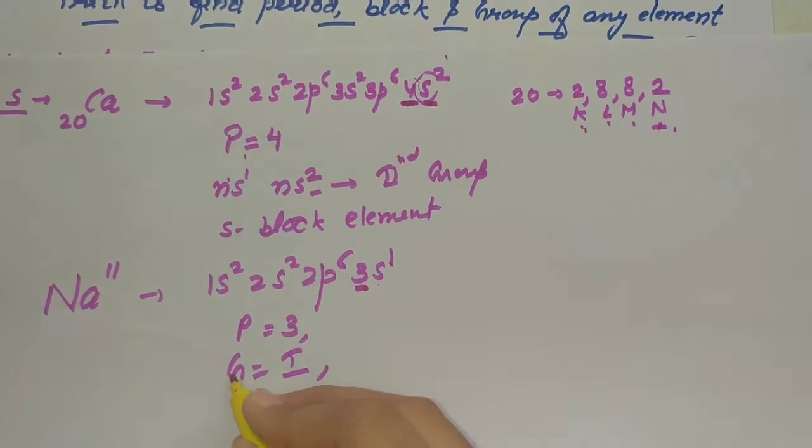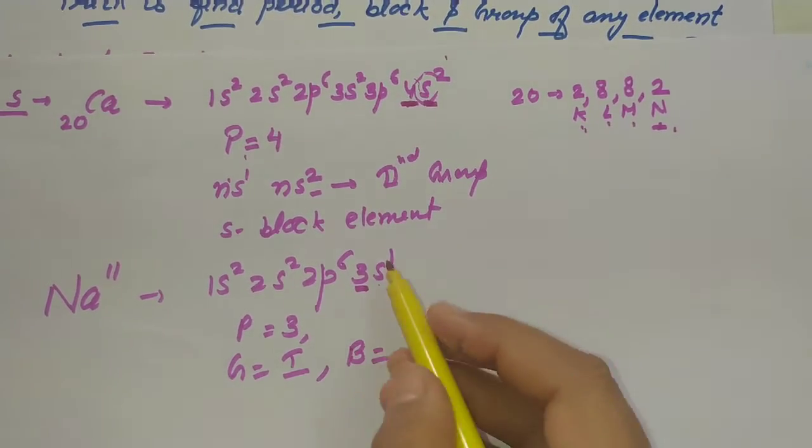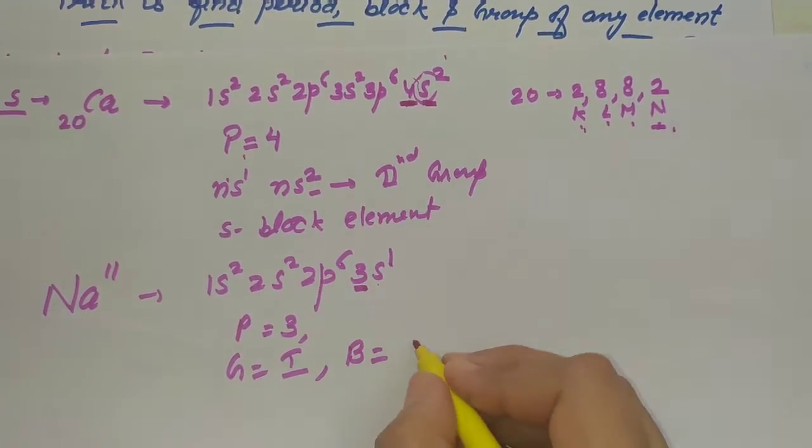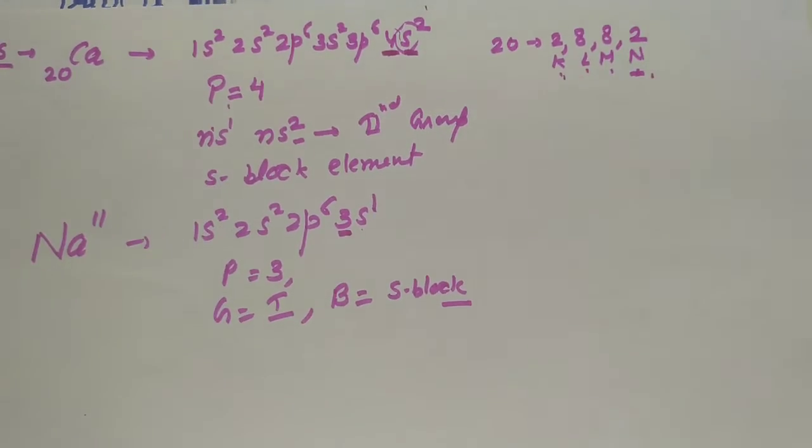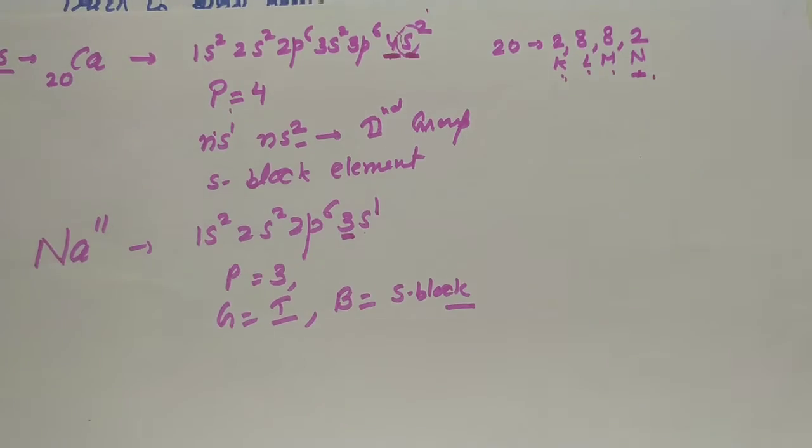So period is done, group is done, now block. In this case, it is an S block element. Okay. Similarly, I will take another example of a P block element.